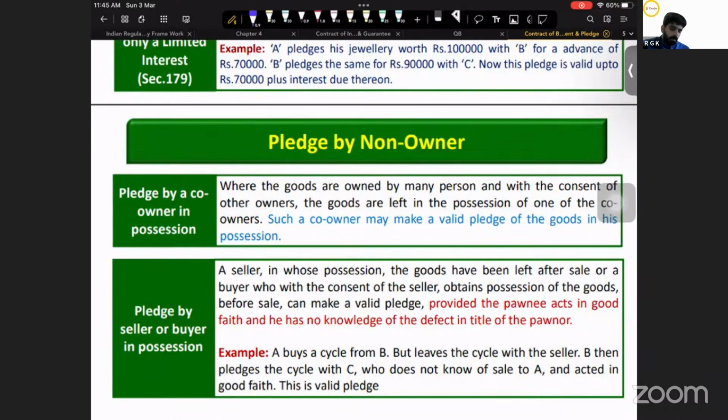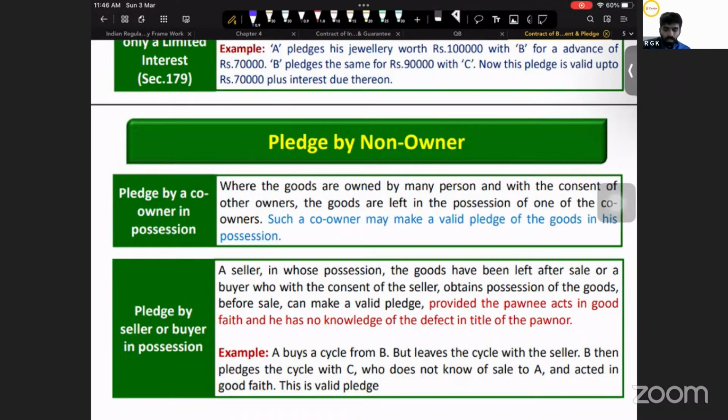And the last one is pledge by seller or buyer in possession of the goods. Suppose the goods are available with the seller even after the sale is complete, or suppose the goods are available with the buyer with the consent of the seller even before the sale is complete. In both cases, if they pledge the goods and the pawnee obtains the goods in good faith, without being aware that the goods are already sold or are yet to be sold, then the pledge will be a valid pledge.